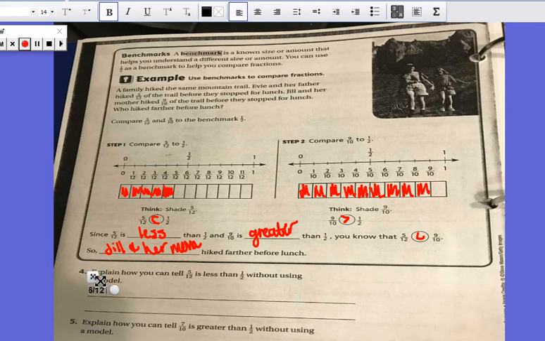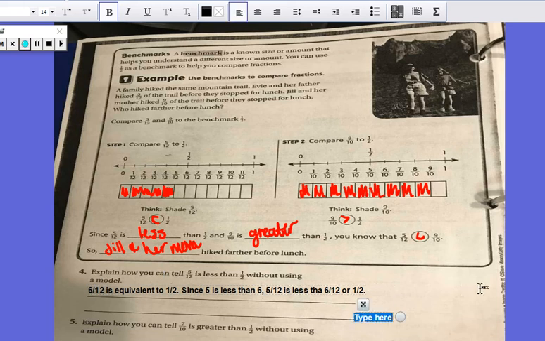We know that 6/12 is the same as, I should probably use the right vocabulary, is equivalent to 1/2, and then since 5 is less than 6, 5/12 is less than 6/12 or a half. Okay? And then number 5, I'm just going to write number 5 over here since my thing's a little bit small. Explain how you can tell 7/10 is greater than 1/2 without using a model.